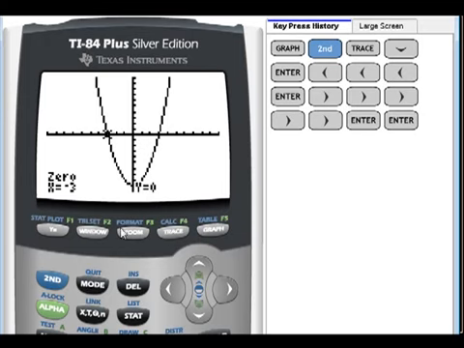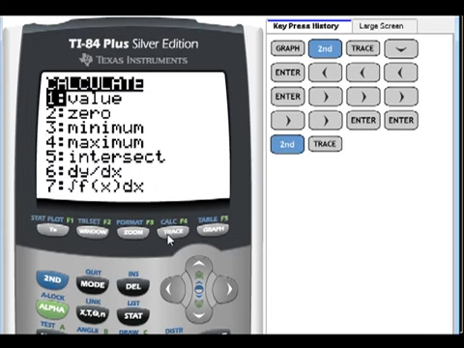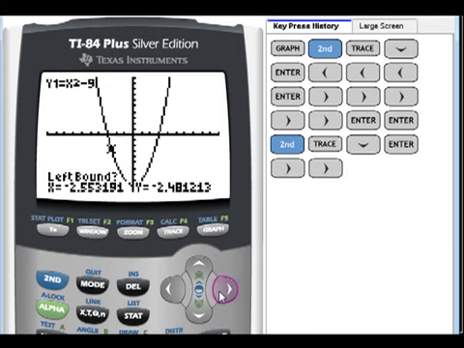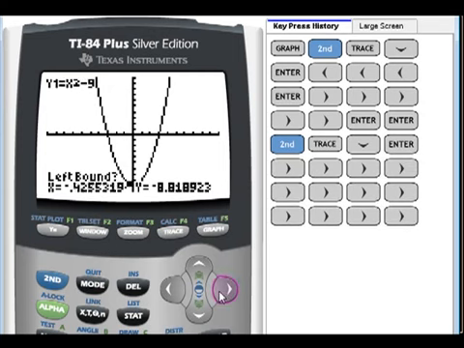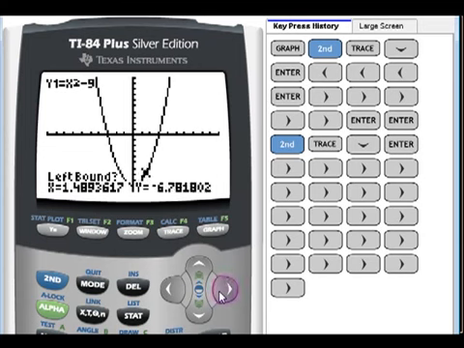Let's try the second one, because remember there's this x-intercept here. So we're going to do the same thing. Second, calc, down to zero, and left bound. We're going to keep going over here. Now left bound means to the left of the x-intercept, so that would be here. We're going to hit enter.